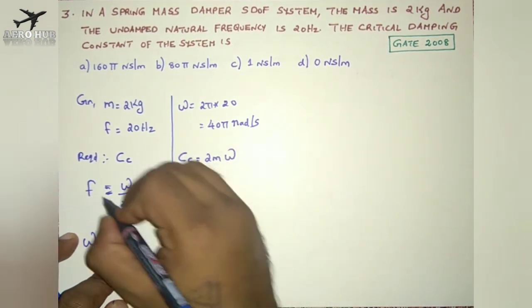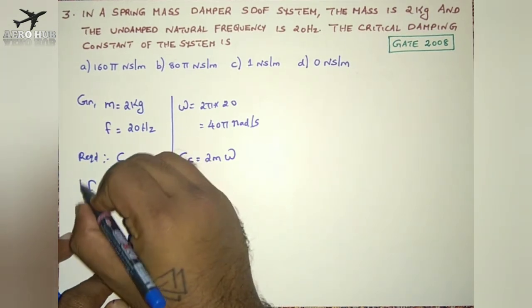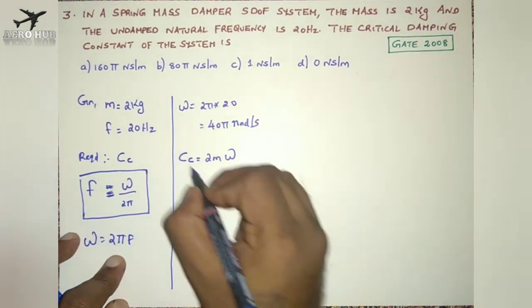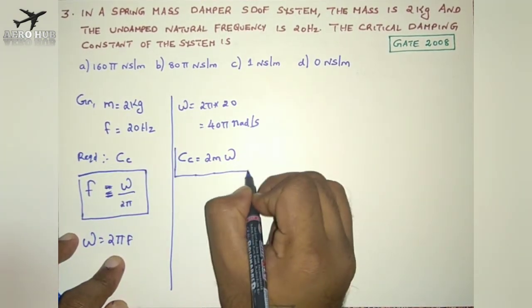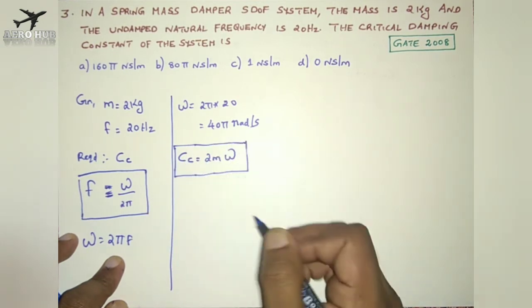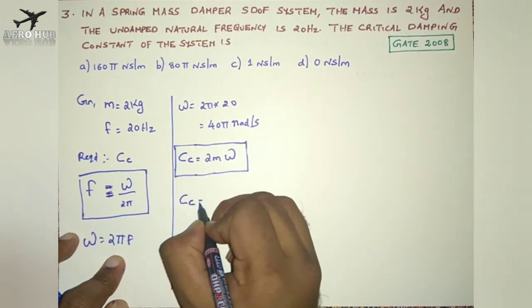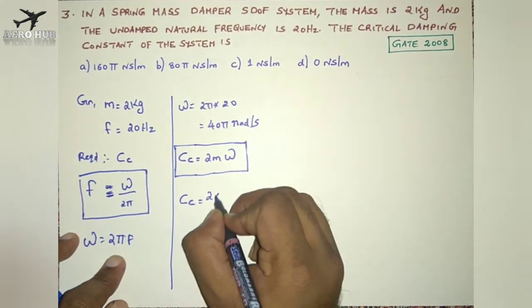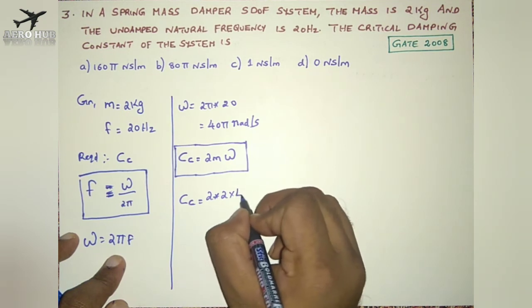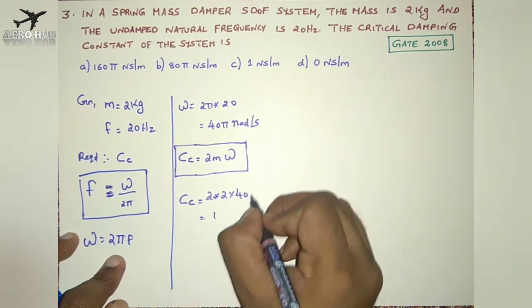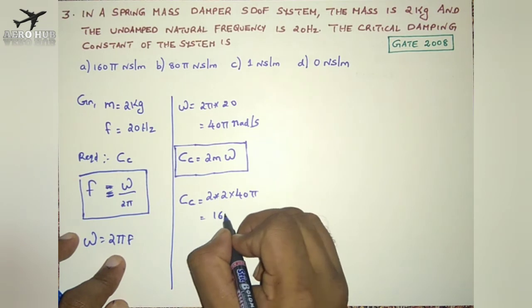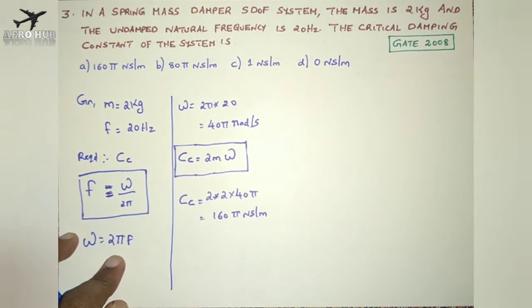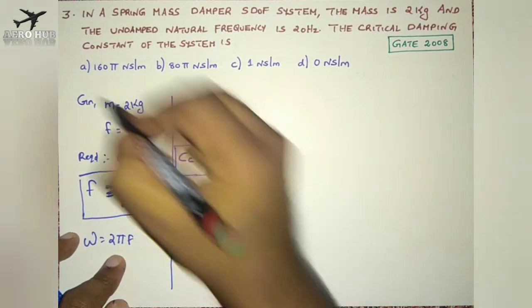So please note down the equations. Frequency F is equal to omega by 2 pi, and critical damping constant is equal to 2m into omega. So critical damping is very simple now. We have the value for mass and omega. So 2 into mass, which is 2 kg, into omega, which is 40 pi. So it will be 160 pi Newton second per meter. So the answer is option A.